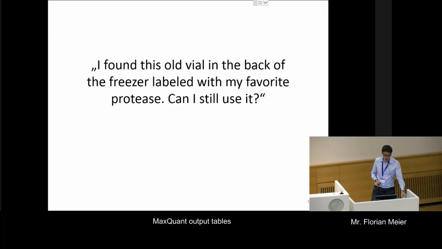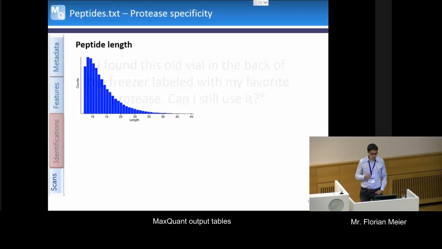So one use case for this peptides.txt table is, for instance, if you found a vial in your freezer that contains a label that you can hardly read, but it might say something about protease. So you just put it on your cell line of interest, and you want to figure out, okay, is this still working, or has it just been lying around for too long? In this case, the peptides.txt table can help you.